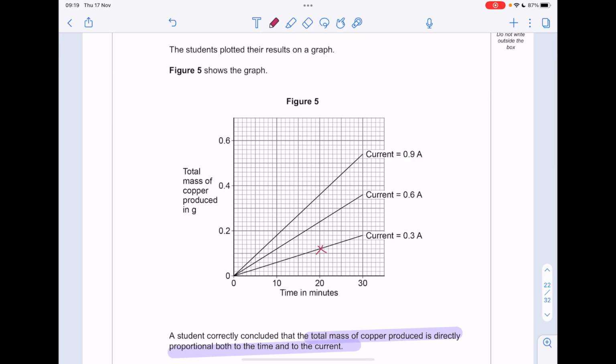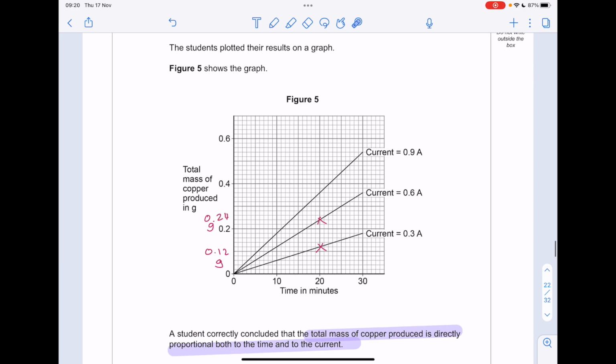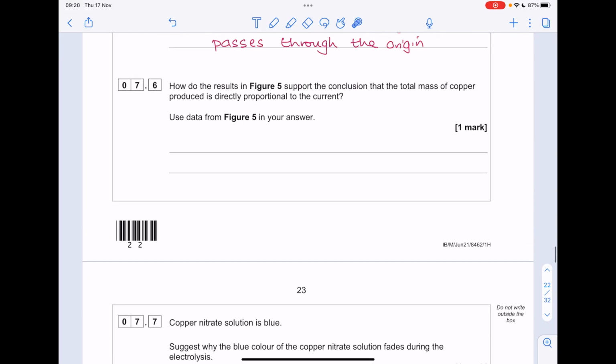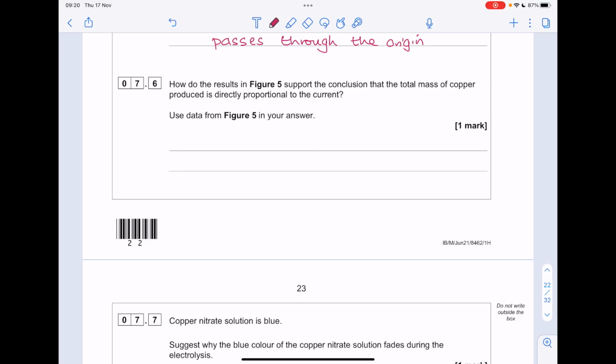So say at 20 minutes, we've produced 0.12 grams. And then for the 0.6 amps, we've produced 0.24 grams. And look, the mass produced has doubled, which means that this relationship is also directly proportional. So when current doubles, mass doubles. Let's give some data.